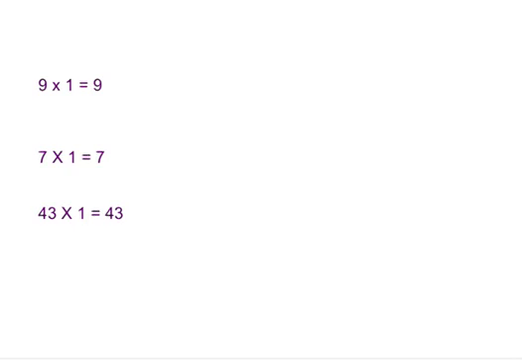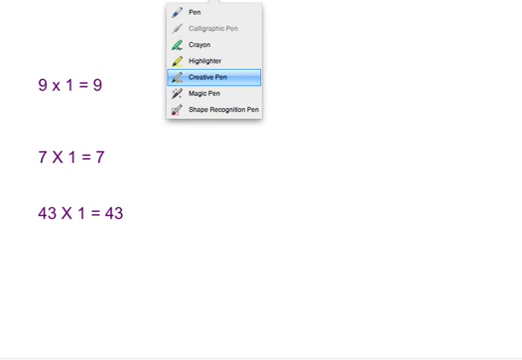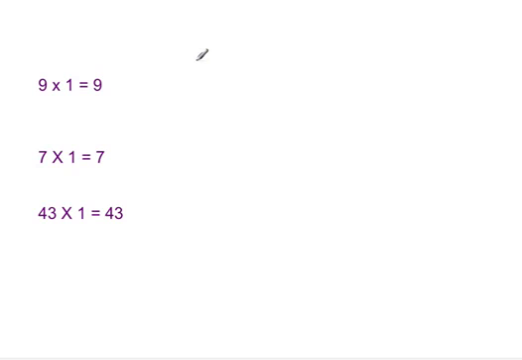You guys know that 9 times 1 is 9, 7 times 1 is 7, and 43 times 1 is 43. Anytime you multiply a number by 1, it's the original number. So let's say I'm going to take 9 times 10. Most of you should already know this because you know how to count by tens. The answer should be 90.